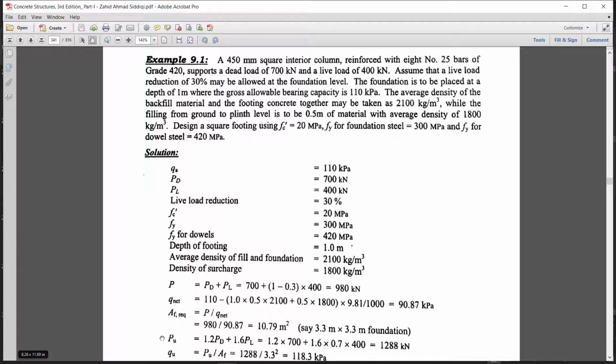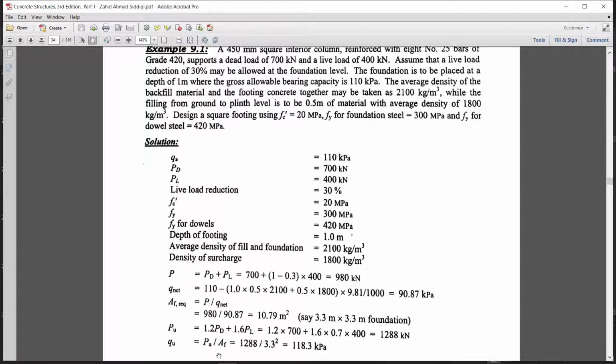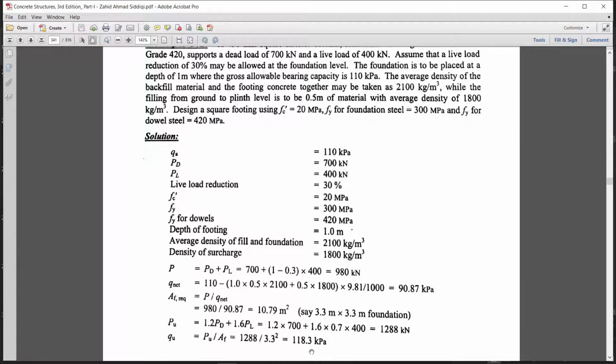Okay, so now what will be the pressure due to the applied factored load and the area which you have calculated here, 3.3 by 3.3. So applied factored load divided by the footing area 3.3 by 3.3. So the applied pressure is 118.3 kPa.